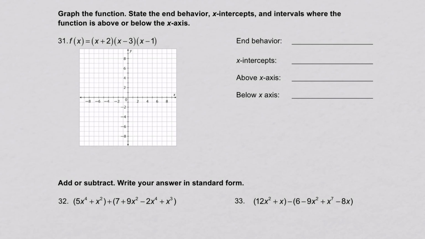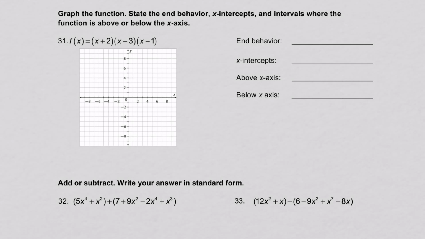Alright, let's work on number 31. It says graph the function, state the end behavior, the x-intercepts, and intervals where the function is above or below the x-axis. So first, in order to graph the function, I am going to find the end behavior and the x-intercepts. Those are the most important things that I need to find in order to graph this function.